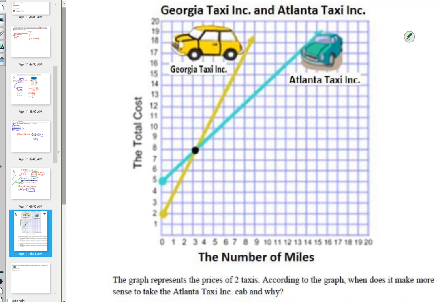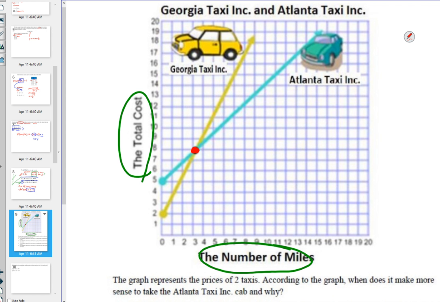So the thing you gotta focus on here is what's being measured. This two variable graph is measuring number of miles and the total cost. So how much it costs to go a certain amount of miles, right? So what we have here is called the break-even point.